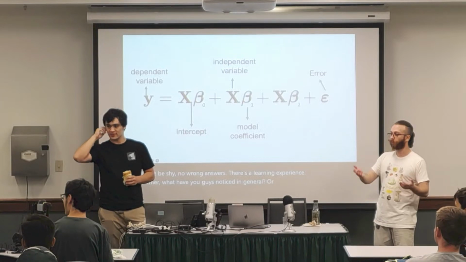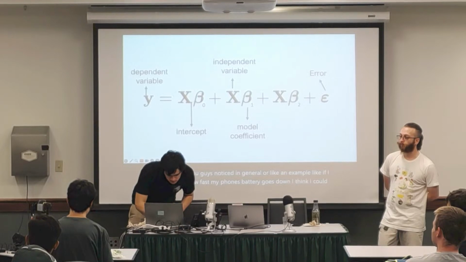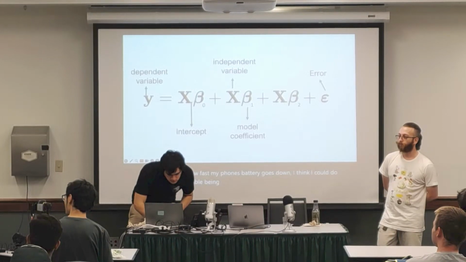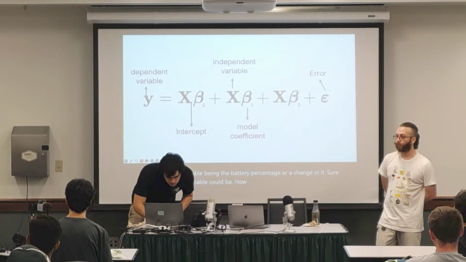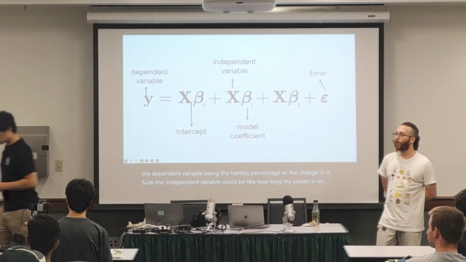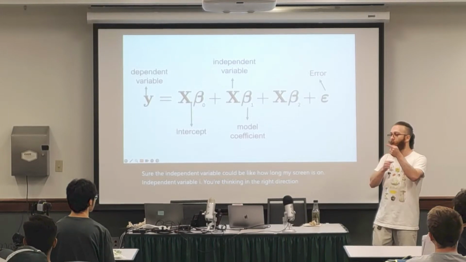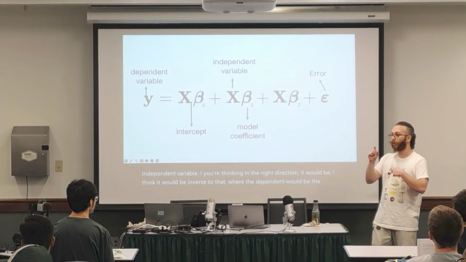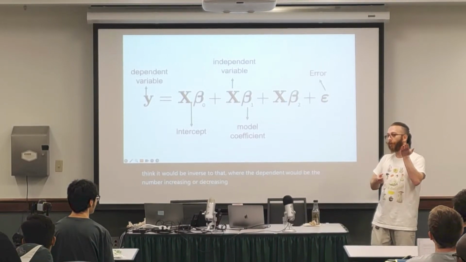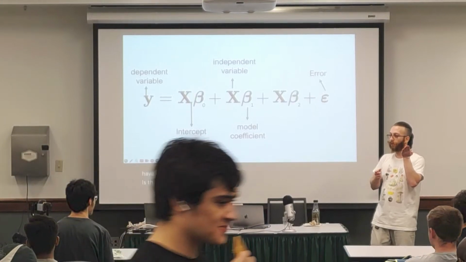Or like an example. If I wanted to graph how fast my phone's battery goes down, I think I could do the dependent variable being the battery percentage, or the change in it. The independent variable could be how long my screen's on. You're thinking in the right direction. I think it would be inverse to that, where the dependent would be the number increasing or decreasing from the independent. How long do you have your screen on? Is that what you said?